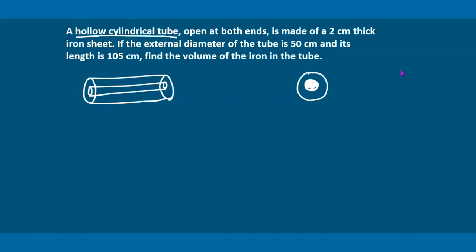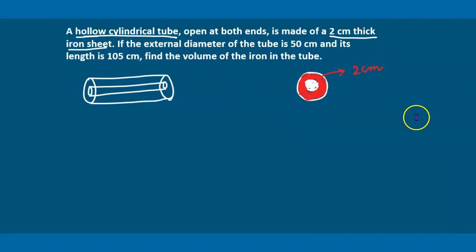So let's see now what else is given, which is open at both the ends and it is made up of 2 centimeter thick iron sheet. Now let's see where the iron is. The iron is this red part. It is the material of which the pipe is made up of. And how much thick is it? What is the thickness of this part? It is 2 centimeter in thickness, and this is of iron.